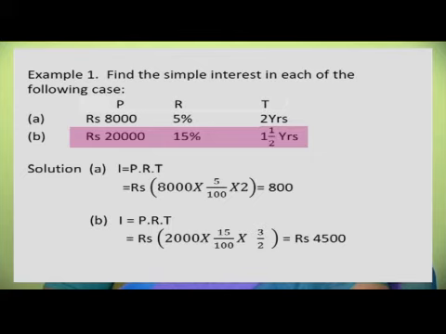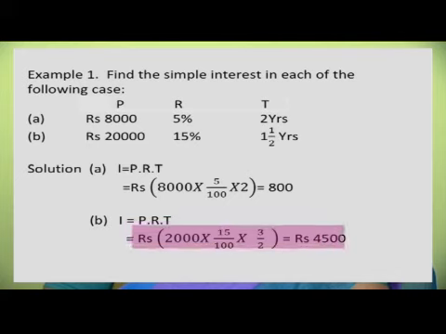The principal is 20,000 and the rate is 15% and it is given for the period of 1.5 years. The interest can be calculated as I is equal to P into R into T, that is 20,000 multiplied by 15 by 100 into 3 by 2, which is equal to 4500.